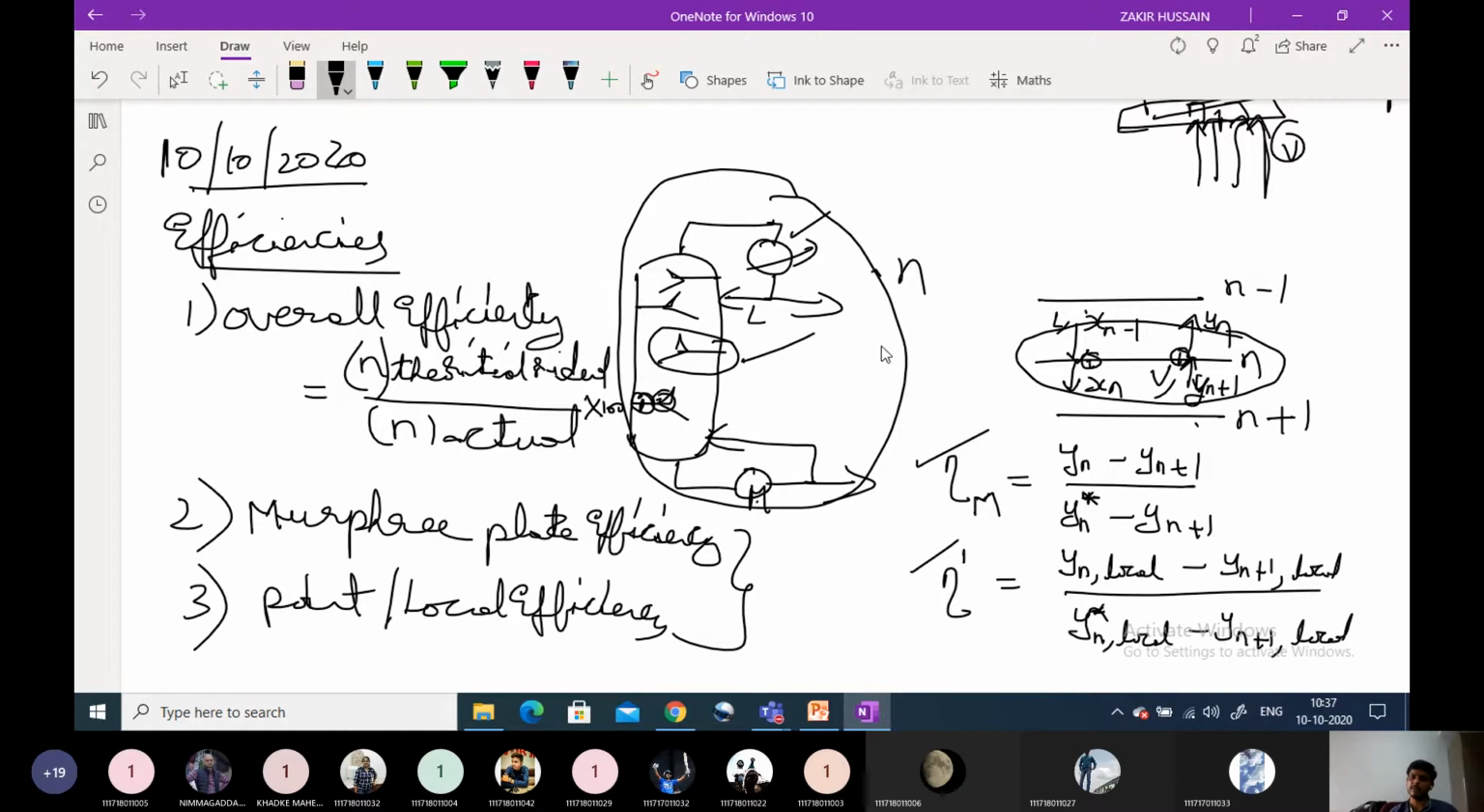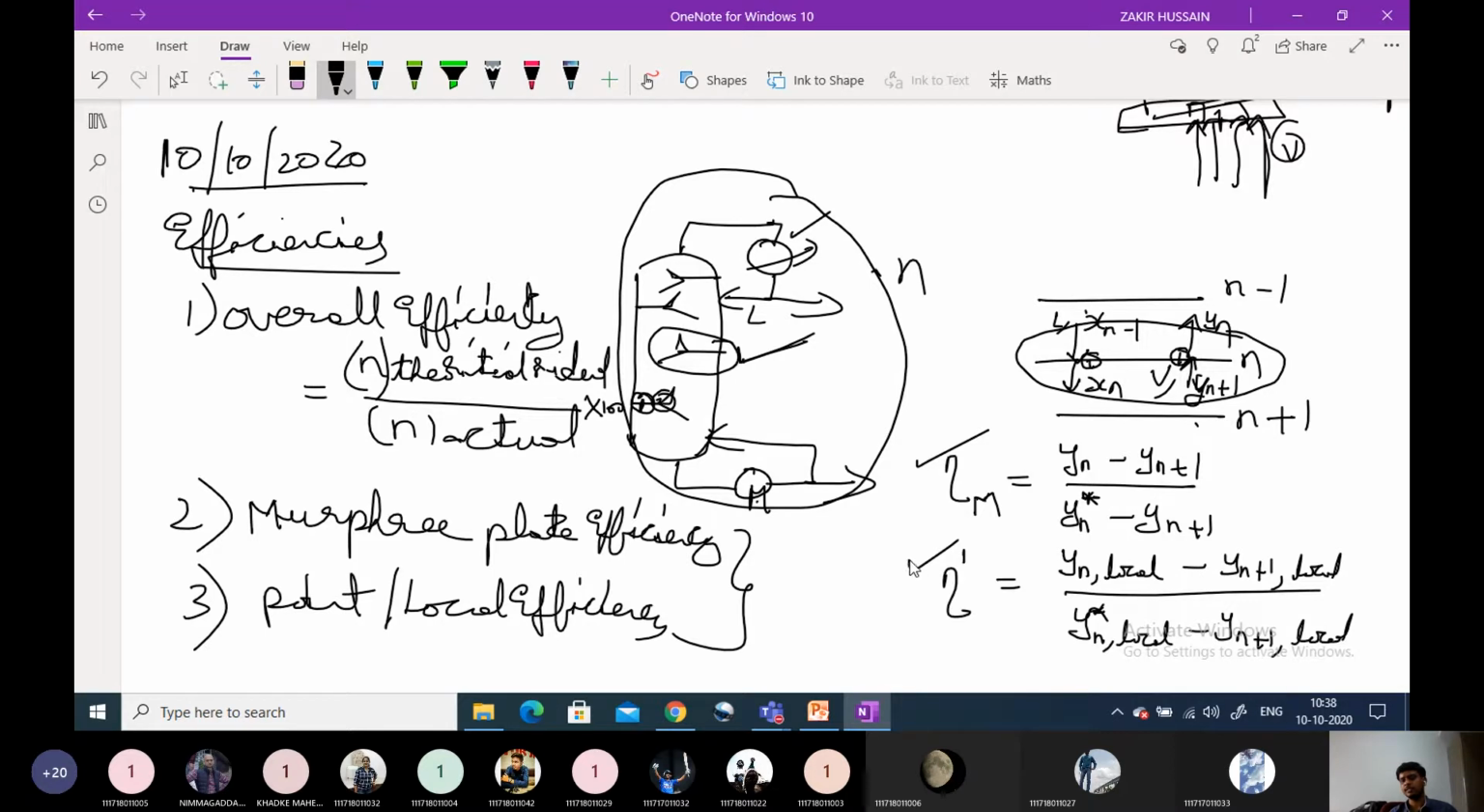If the efficiency is defined for the overall column, it is called overall efficiency. If the efficiency is defined for only a single plate, it is called Murphy plate efficiency. If the efficiency is defined for a single location on a plate, it is called point or local efficiency. So point or local efficiency and Murphy plate efficiency are defined with respect to the vapor composition. To operate a column successfully until a desired separation is achieved, we need to evaluate the efficiency of each plate.